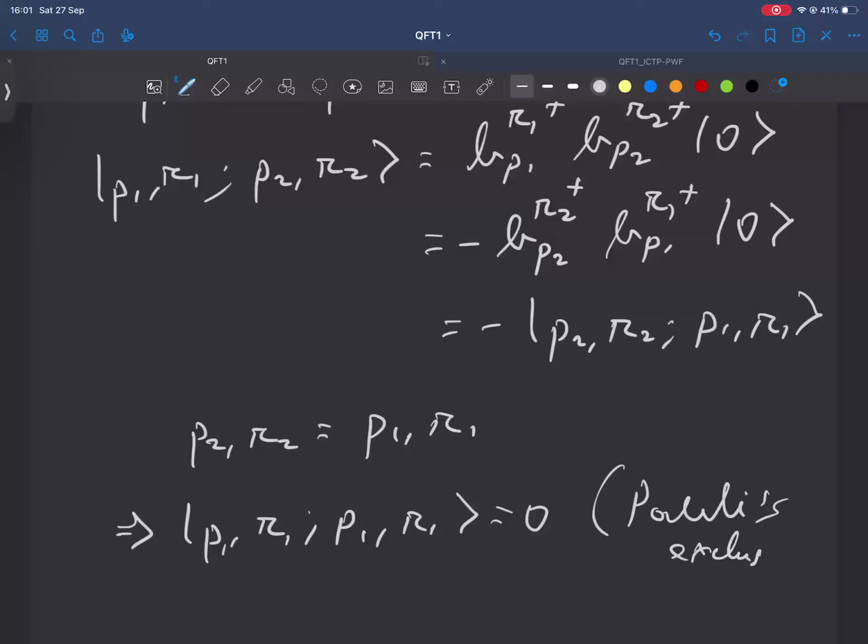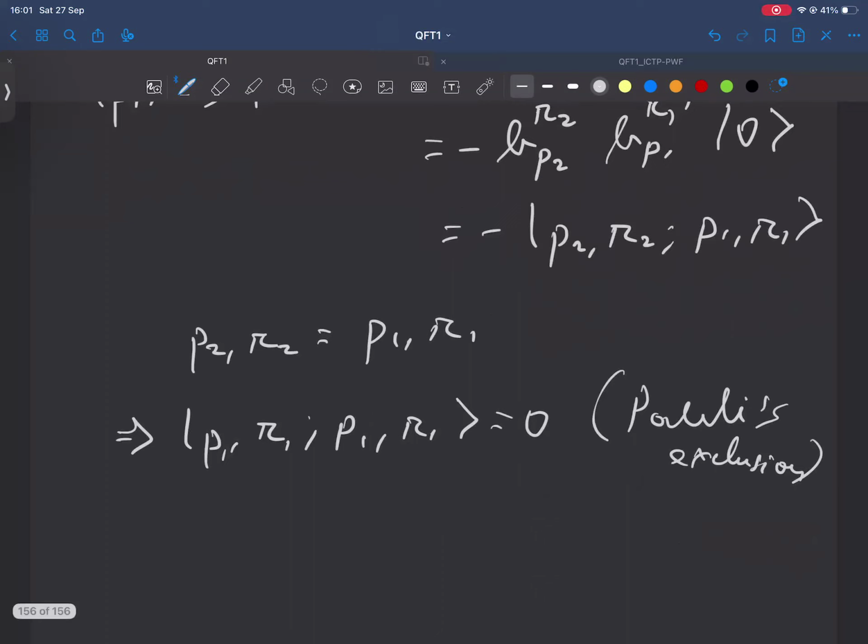Okay. And note again something that I was telling you yesterday, that in quantum mechanics, Pauli's exclusion principle was a rule. Okay, you are told that half integer spins cannot be kept together, and integer spins can be kept together.